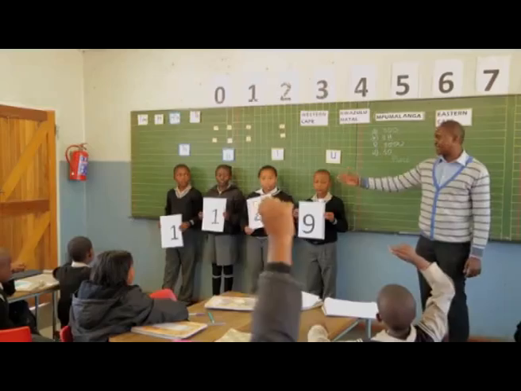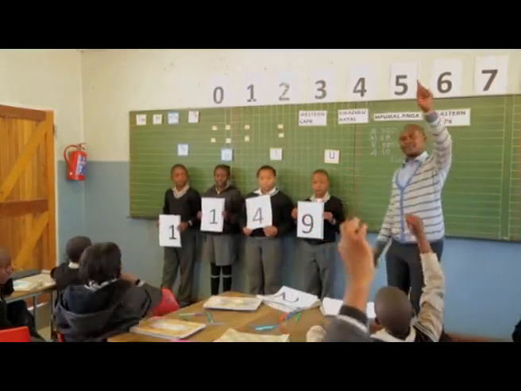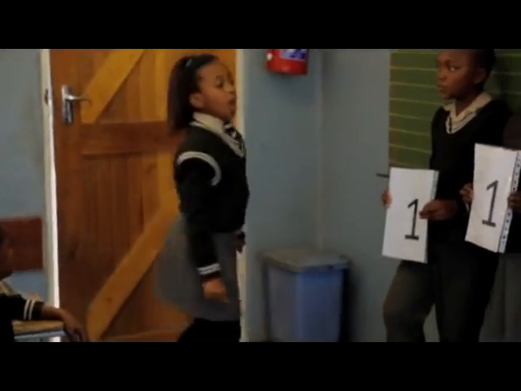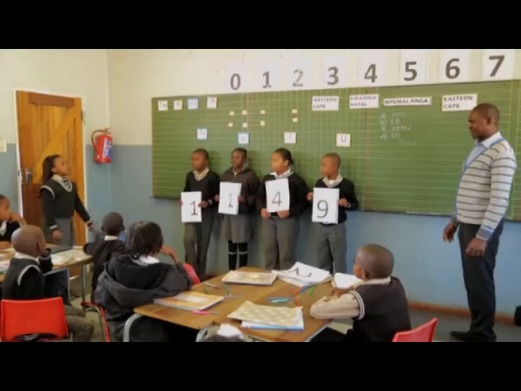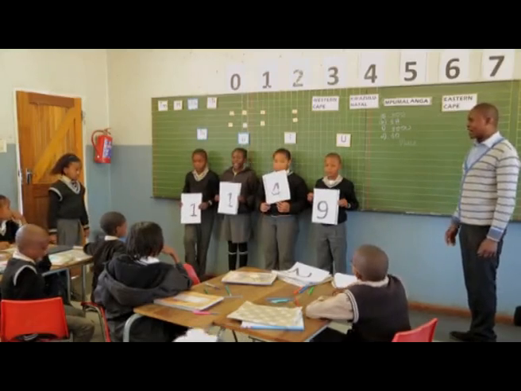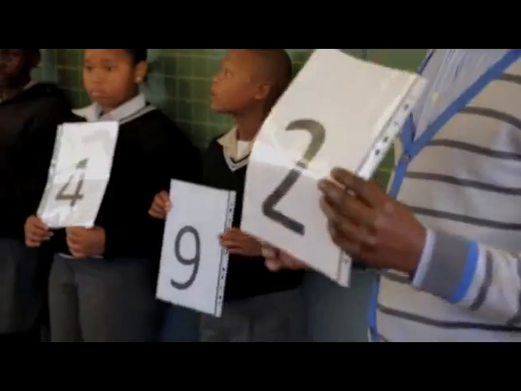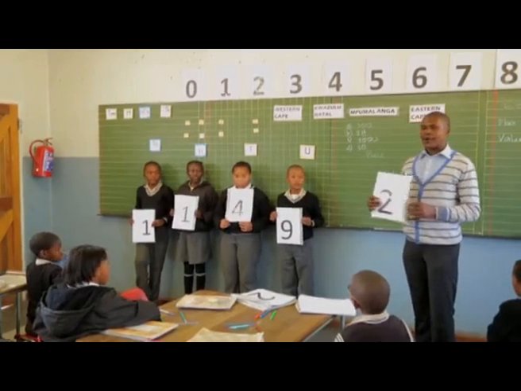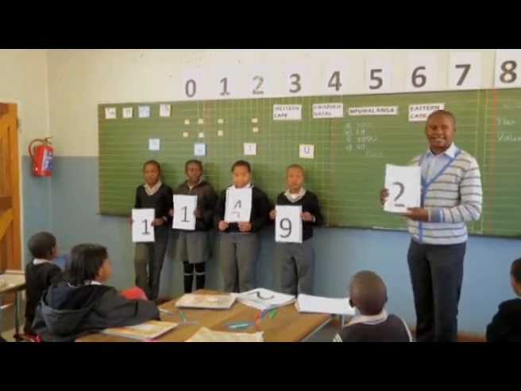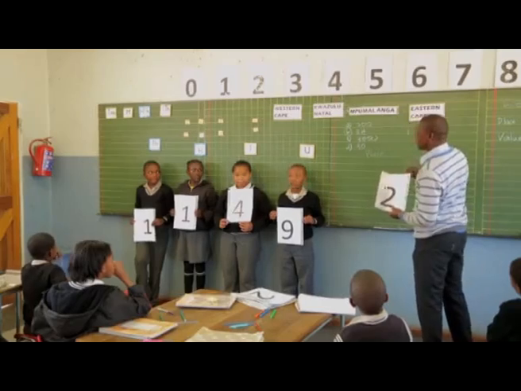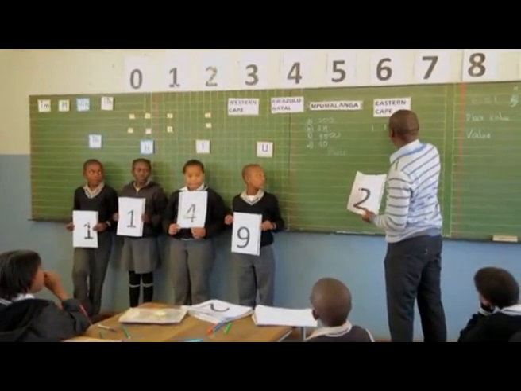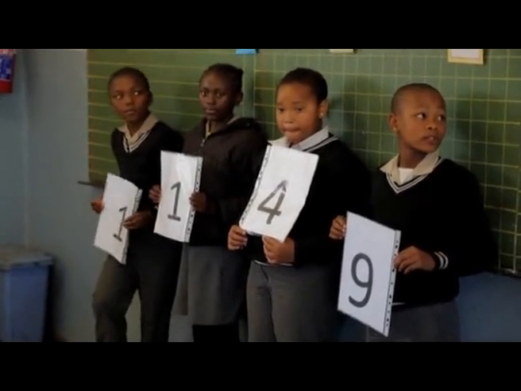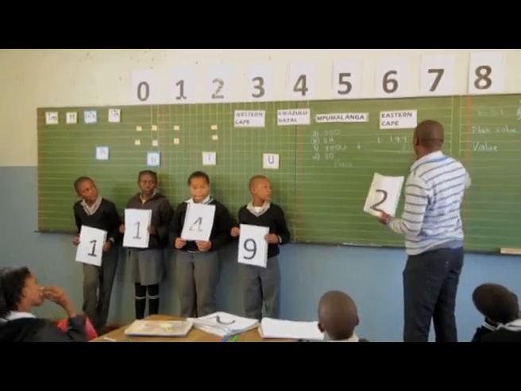Who can help me to say this number? 1,149. If I decide to add 2 ones to this number, what will this number be? Who can help us? Right now it is 1,149. Then I decide to add 2 ones. What will this number be?